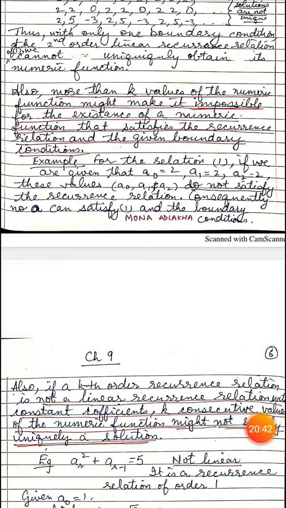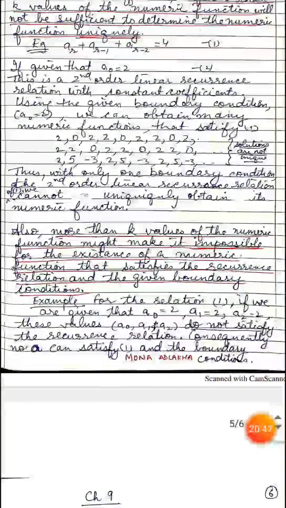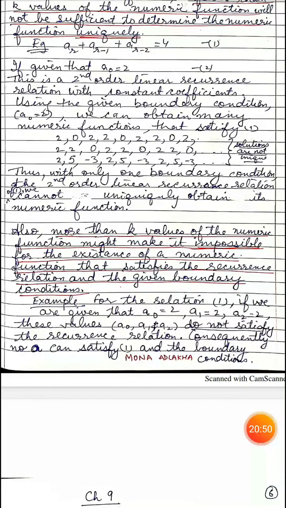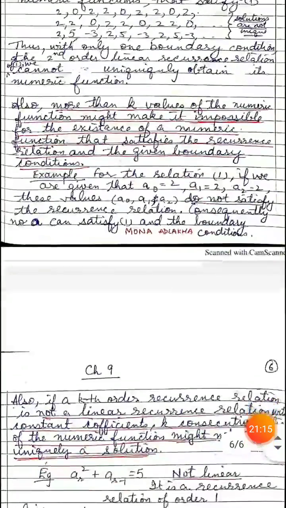So for that same equation that we had up here, as you can see, it's a second order linear recurrence relation, and you're given three boundary conditions: A0 is 2, A1 is 2, and A2 is minus 2. Now, even though you put these particular values, you will see that these values do not satisfy your recurrence relation, and hence you will not be able to find your solution.